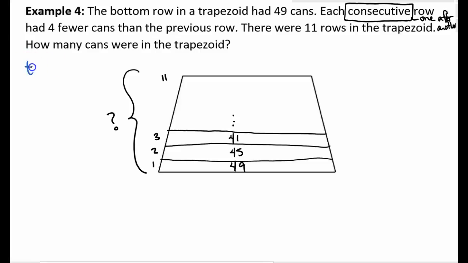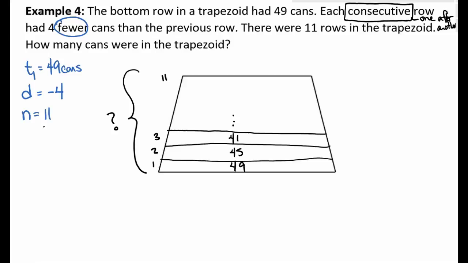So I know term 1, my first row, is 49 cans. I know that my change is 4 fewer, meaning I am losing cans. I want to go all the way up to 11. But I don't want to know how many cans are in the 11th row. I want to know how many cans made up the whole thing, including the 11th row. Well, that means that I'm talking about my series.